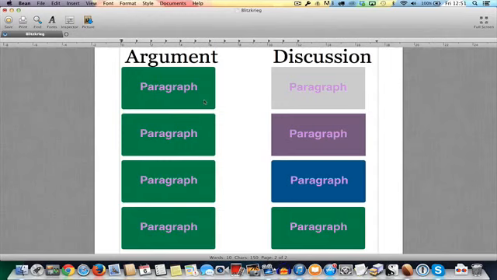The argument essay structure maintains a consistent effort to prove a position throughout the body of the essay. The discussion essay structure looks objectively at several sides of a topic and then bases a conclusion on what is discovered.